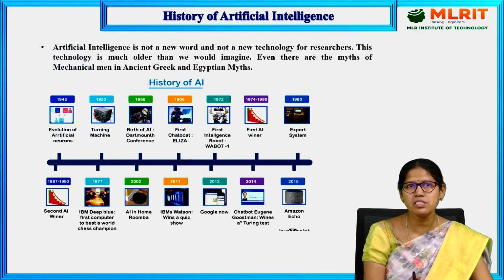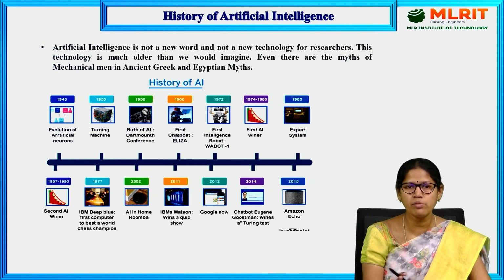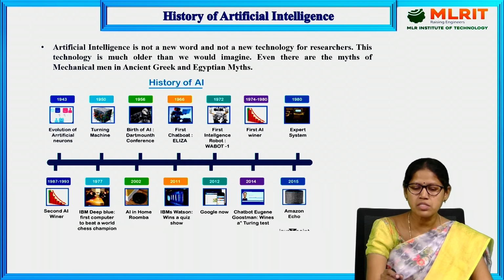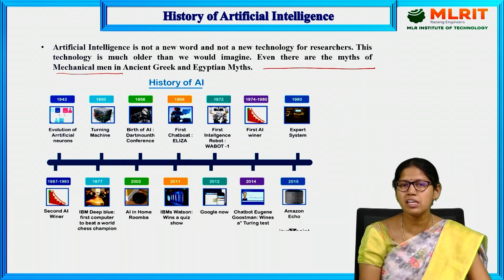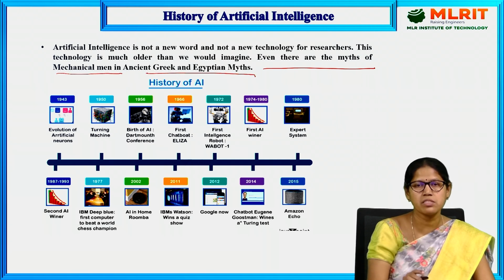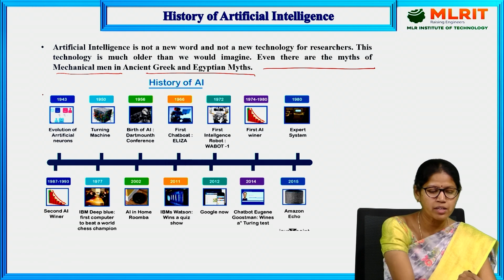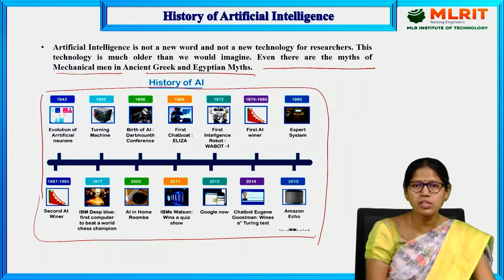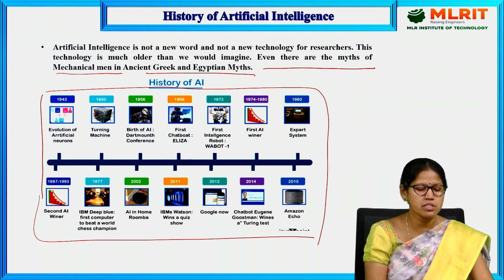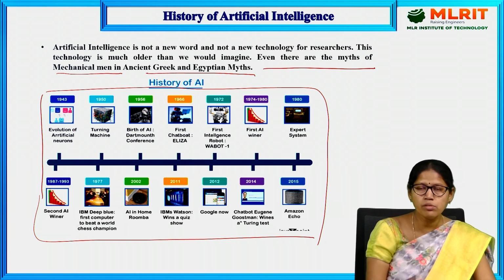So here, artificial intelligence is not a new word or new technology. There are myths saying that there were mechanical men in ancient Greek and Egyptian myths. This diagram is important. We need to remember what happened from the starting till date, what the growth in artificial intelligence was from 1943 till date.